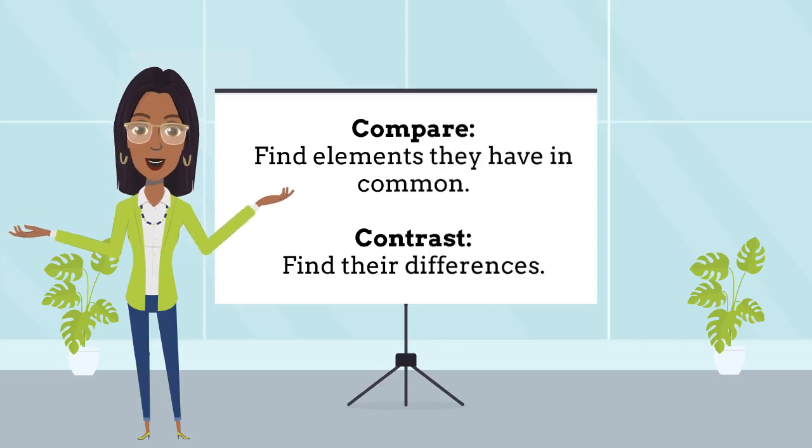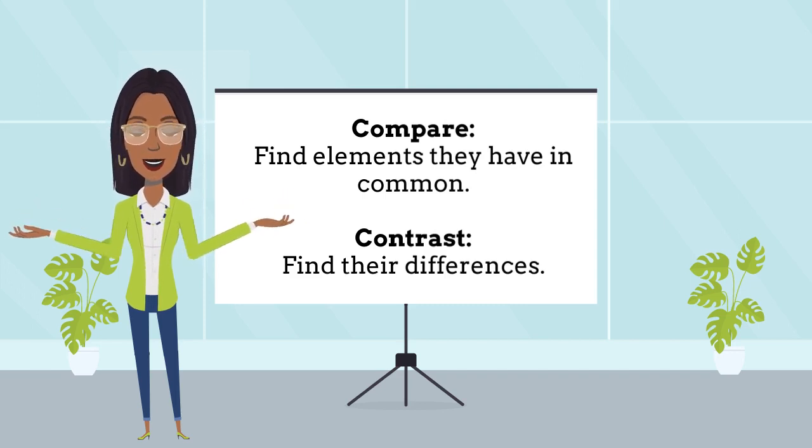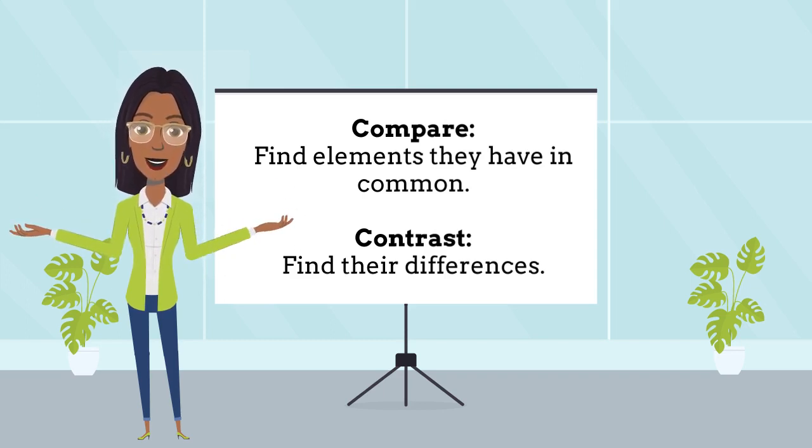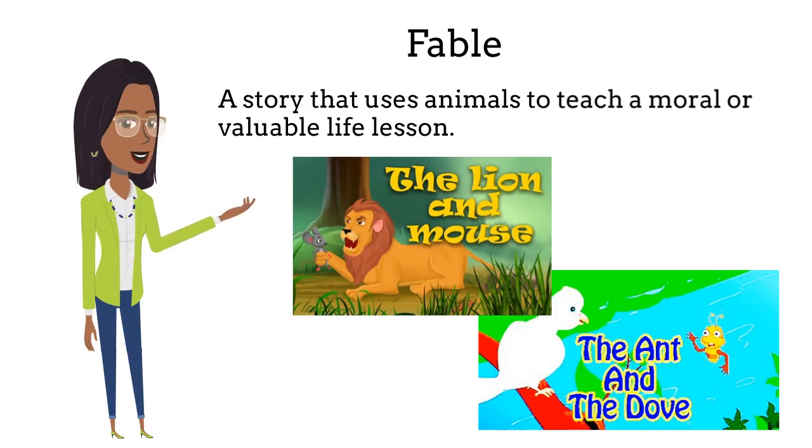Today, we will compare and contrast elements of two short stories that both deal with a similar theme. But first, we need to know what it means to compare and contrast. To compare stories is to find elements they have in common, and to contrast stories is to find their differences. We are going to compare and contrast two fables, The Lion and the Mouse and The Ant and the Dove. A fable is a story that usually uses animals to teach a moral or a valuable life lesson.